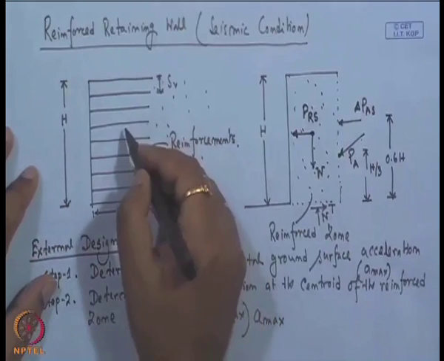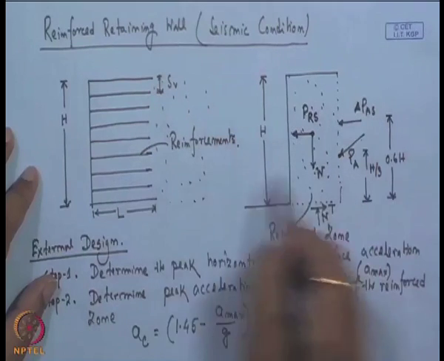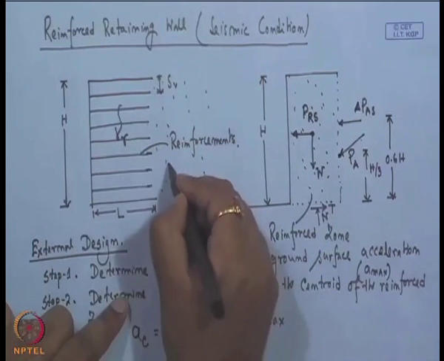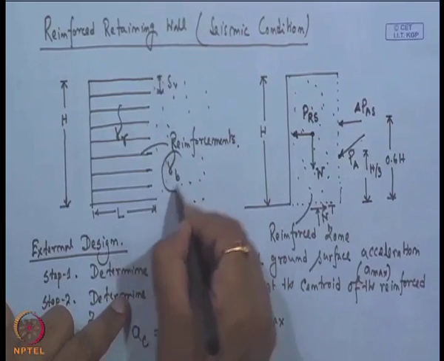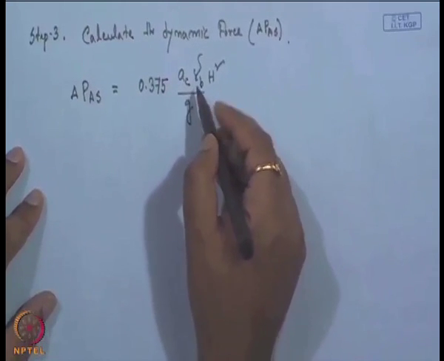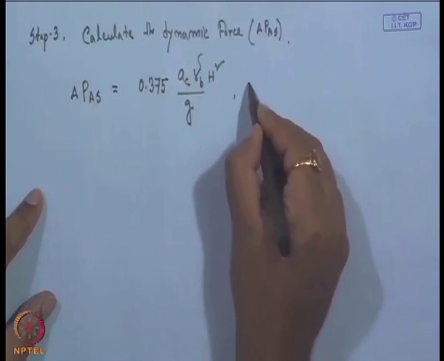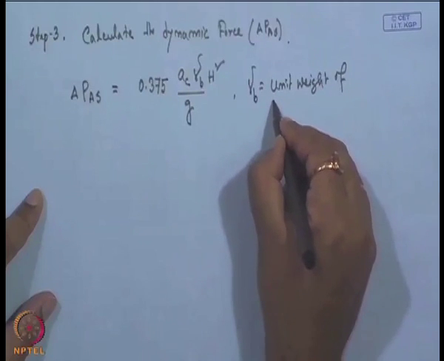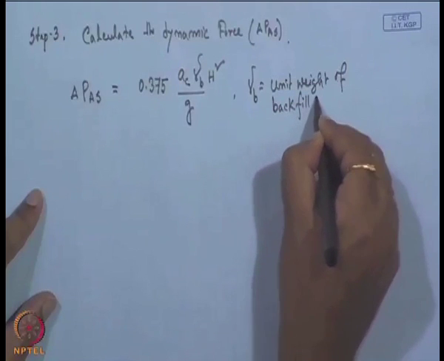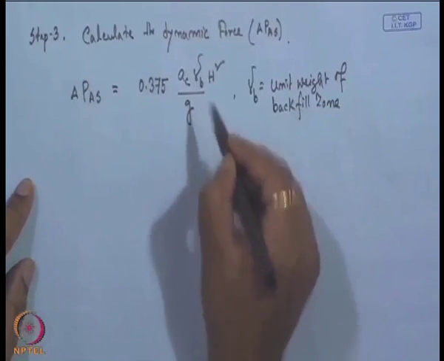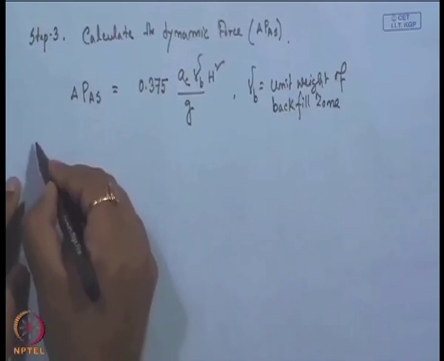Now, if we consider this as the reinforced zone and this as the unreinforced zone, then we have two different unit weights. This unit weight is for the reinforced zone and this is for the backfill zone. So, gamma b is the unit weight of the backfill zone and gamma r is the unit weight of the reinforced zone. In this expression, A c is the peak horizontal acceleration at the centroid of the reinforced zone, gamma b is the unit weight of the backfill zone, H is the height of the retaining wall, and g is the acceleration due to gravity.